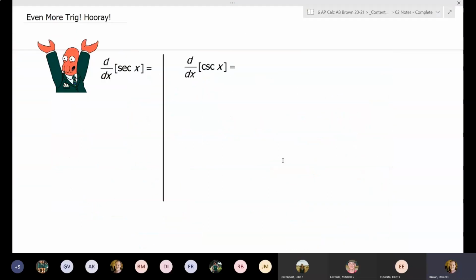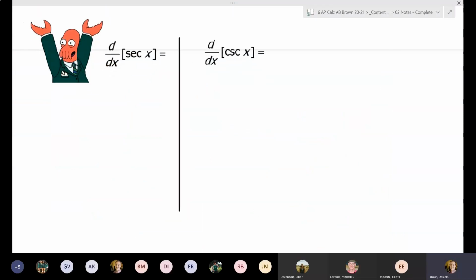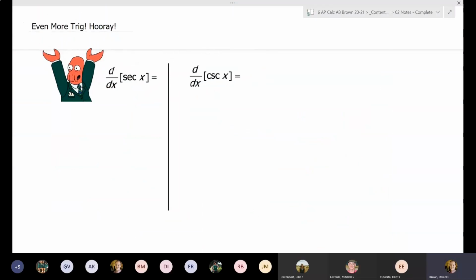Now we could do the same thing. I'm not going to derive it for secant and cosecant, but I will say, in general, we know secant is 1 over cosine, and I know that cosecant is 1 over the sine of x. You could take the derivative of those using the quotient rule, but I'm more concerned that you can just memorize them and then use them correctly.